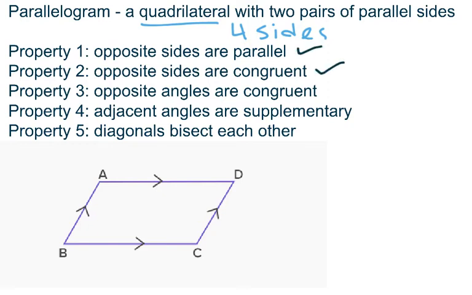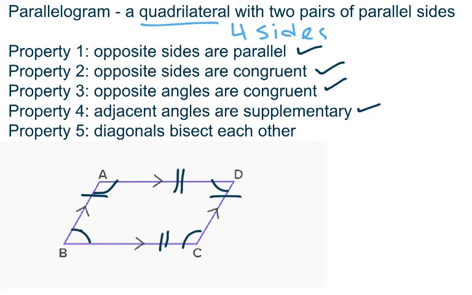Opposite sides are also congruent. So like AB and DC would be the same length. AD and BC would also be the same length. Opposite angles are congruent, so B and D would be the same, and A and C would be the same. Adjacent angles, or sometimes we call that consecutive angles, they are supplementary.